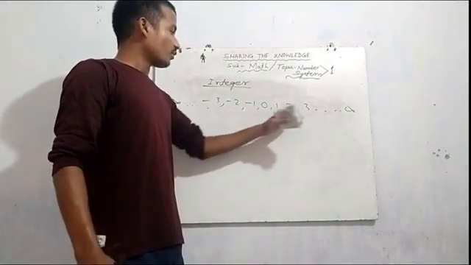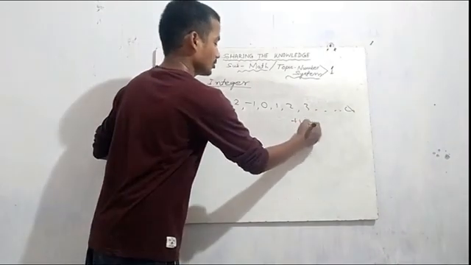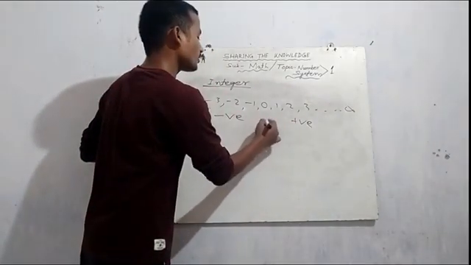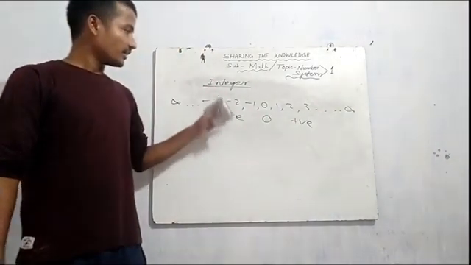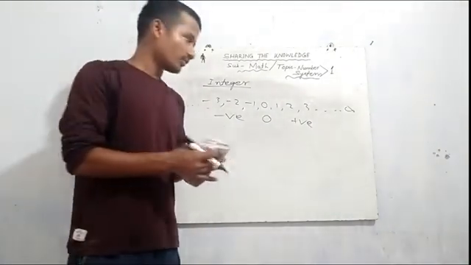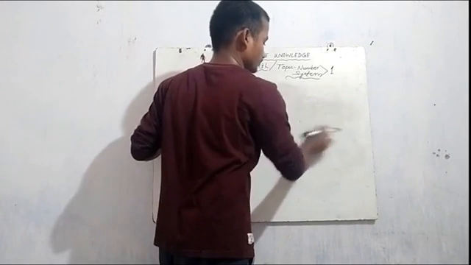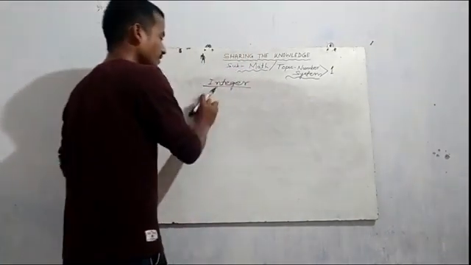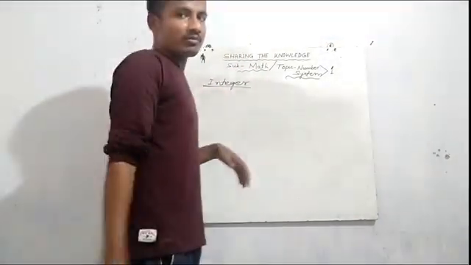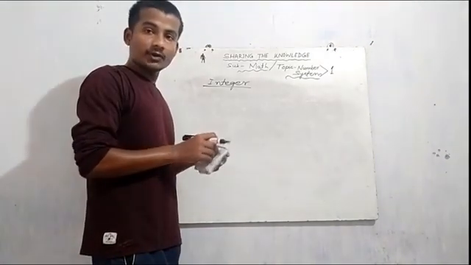Understand? Positive numbers, negative numbers including 0 are called integers. Understand? Okay. If you did not understand, please write down in the comment box, then I will make you understand. Okay.